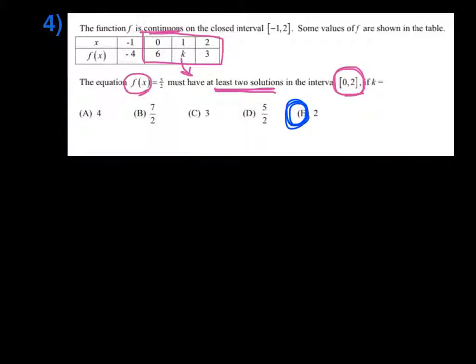Okay, so you can see here that I selected the answer of 2. Why does that make sense? Well, if this k value here was a 2, then 5 halves, which is of course 2.5, would fall in between these two heights and also in between these two. And so we would need that to be smaller than the given y value in order to fall in between those. And so hopefully you were able to come up with that solution.